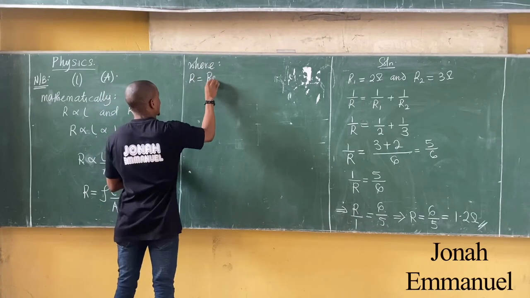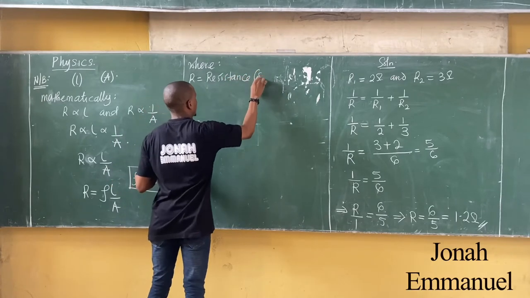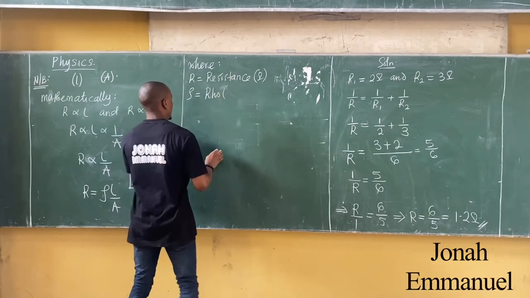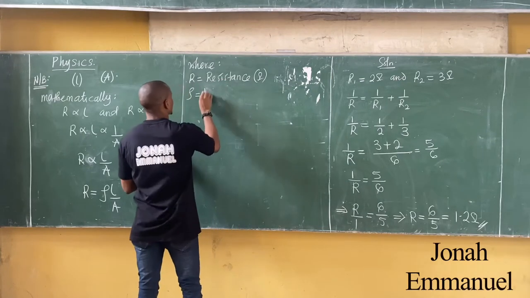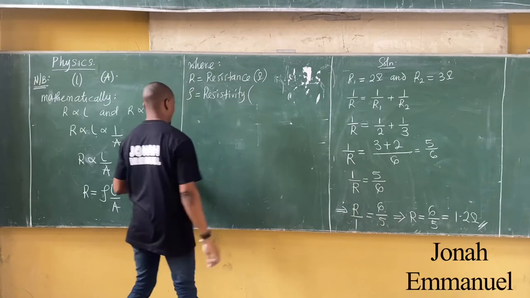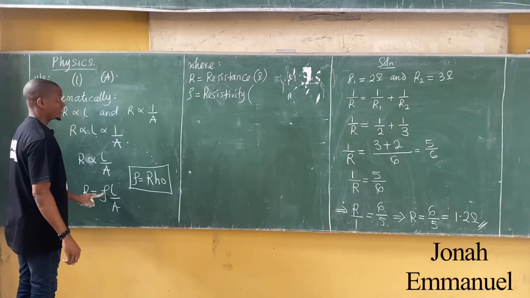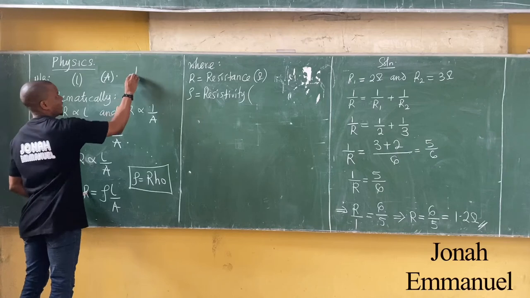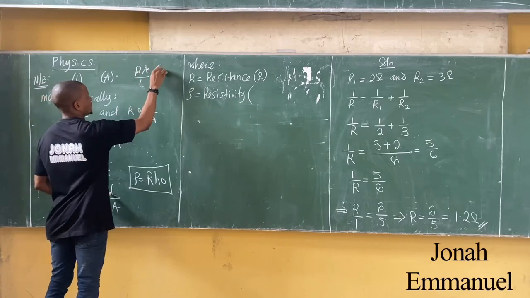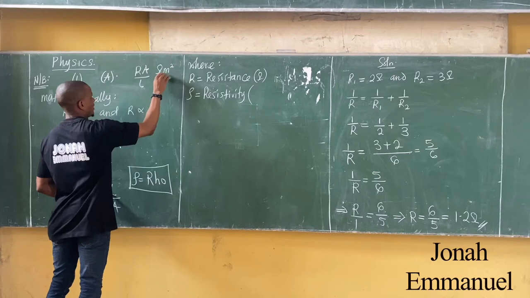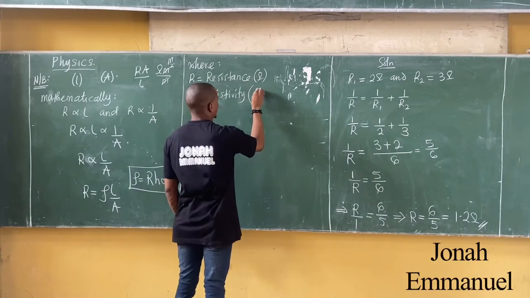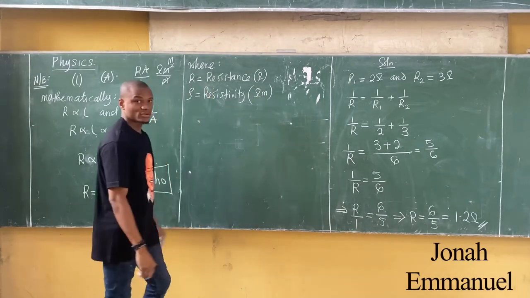Where R is resistance in ohms. This is called rho, and it is called resistivity. What will be your unit for resistivity? How do you get the unit? If I make rho the subject of the formula, I have R A divided by length. R is resistance in ohms, area in meters squared, length in meters. Meters squared cancels one meter, leaving meters. So the SI unit of resistivity becomes ohm meter.